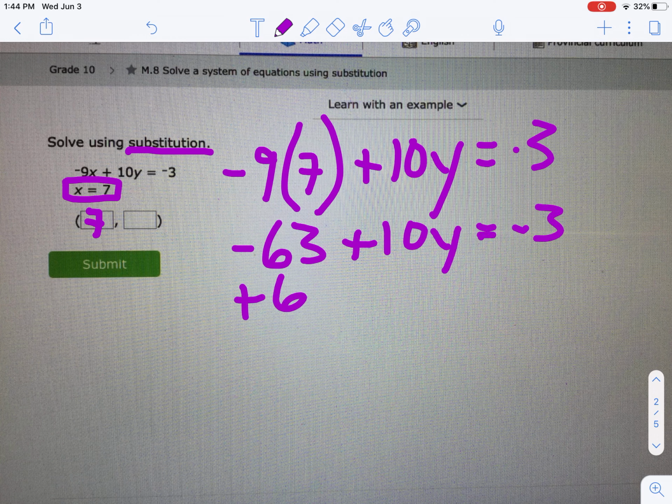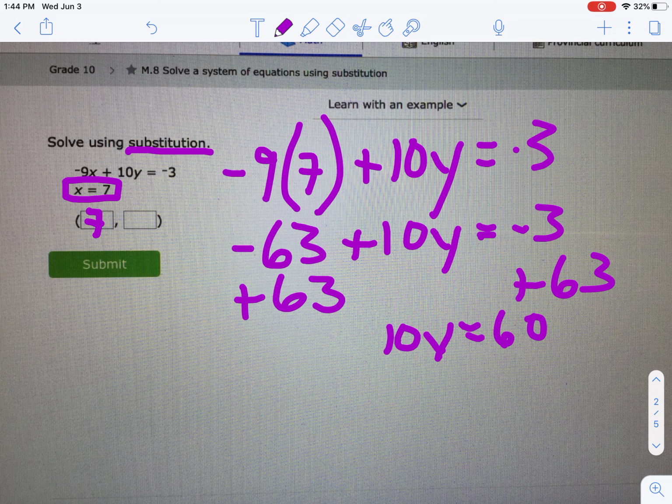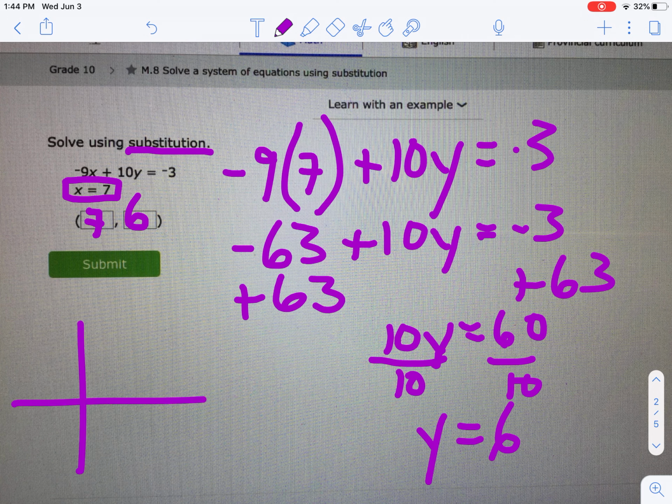So let's add 63 to both sides. So that gives us 10y equals 60. Now in order to get y by itself, we're going to divide both sides by 10. So y equals 6. So we know the y value for the system of equations is at the point 7 and 6. If we were to see it on a graph, we would know that the lines would cross at this dot right there. Okay? Let's take a look at another example.